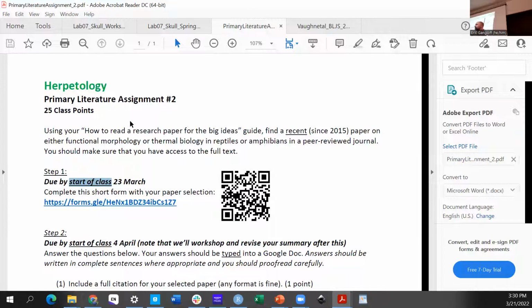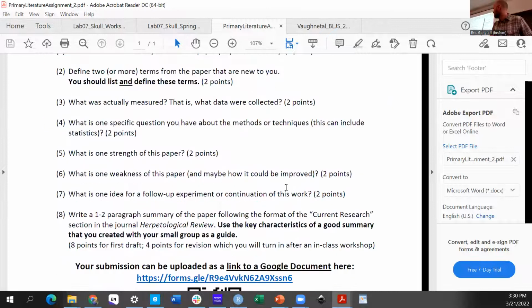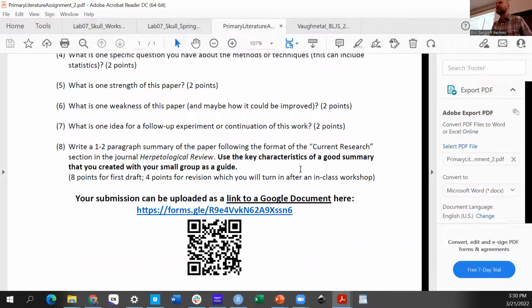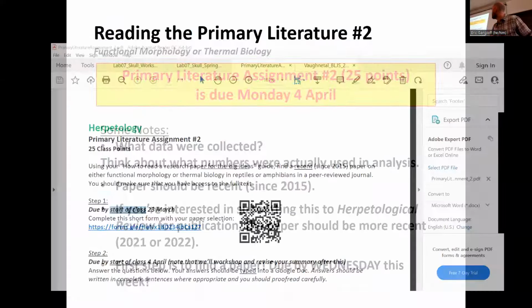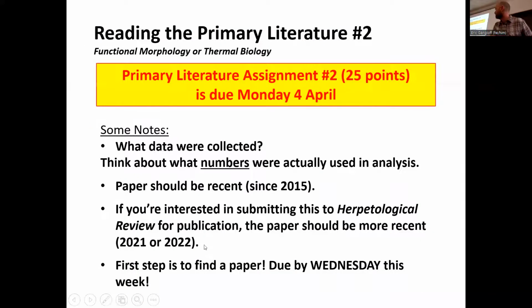So please fill out this form. This PDF is in Blackboard. You can submit this form. All it asks you for is a citation of the work and then a link to that journal article. I just want to check all these off before you dive in and work on it, to make sure they're acceptable for the assignment. Then once I approve it, you'll work through and do all this stuff here. And you'll submit it following this Google document like you did before. So all of that information is there. And just keep in mind, if you're interested in submitting to the Herp Review, then make sure you're picking a more recent paper. Carissa, go ahead.